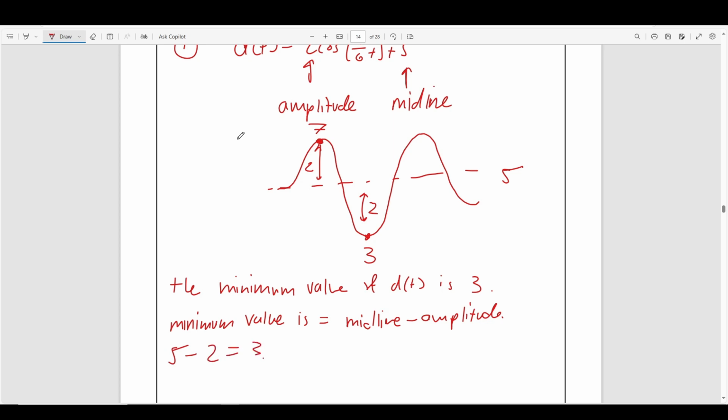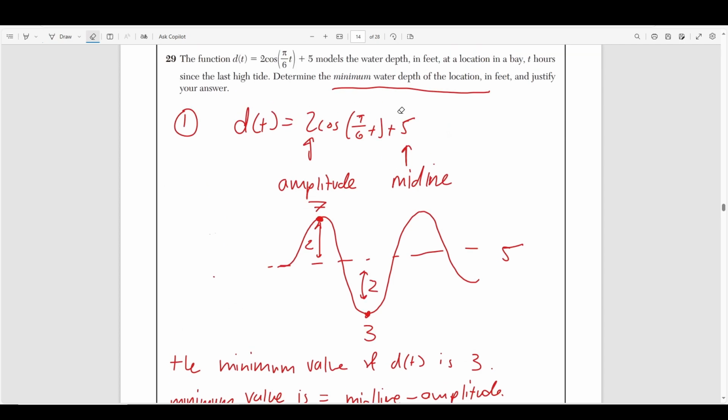Otherwise, you could have graphed it. You could have made a set of axes and then graphed it out over a given set of values and then shown that the minimum value happens at 3. Either way works here. I just think that this is easier and it saves you time because you don't have to graph it.